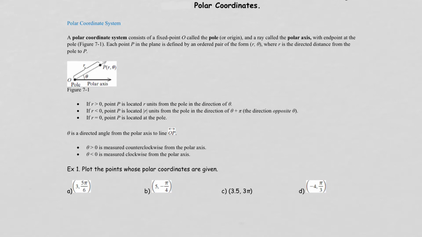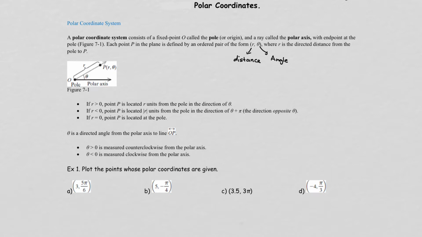Today's lesson, we're going to talk about polar coordinates. A polar coordinate shows the ordered pair with the distance and angle. It will be distance and angle, right? Instead of x-axis and y-axis.